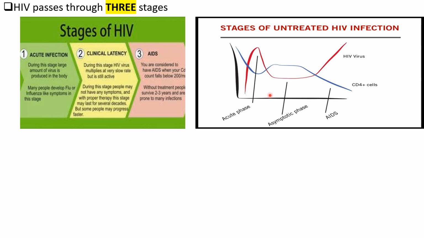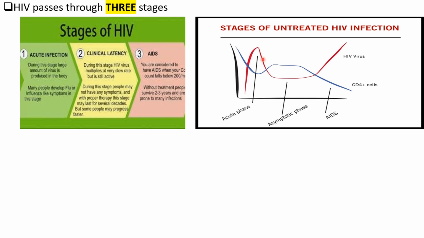After that, HIV enters the asymptomatic phase. As the name indicates, no symptoms are experienced by the person. It lasts for several decades also. In weakened persons, it may exhibit early.